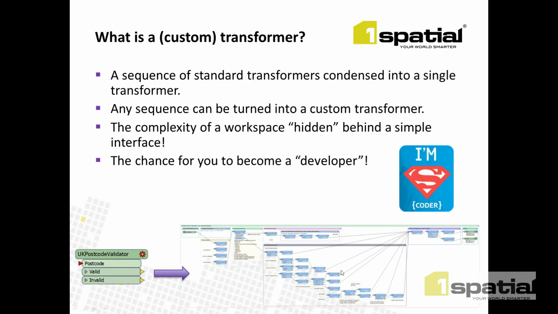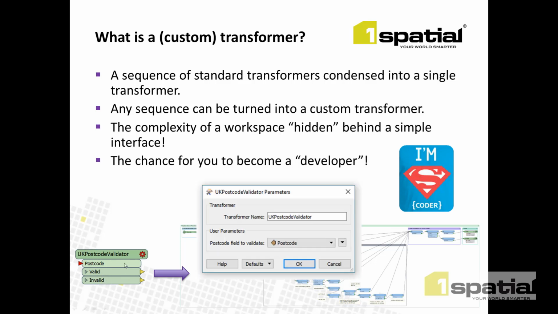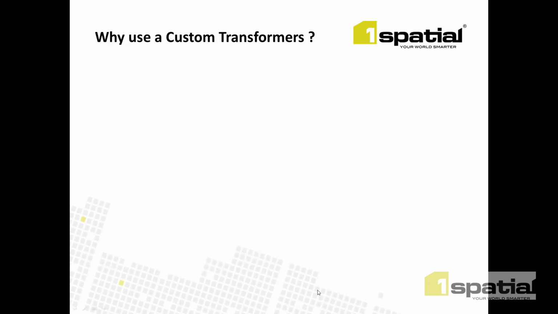So here's an example. This is our UK postcode validator. It's a nice simple interface, but behind it there is a series of transformers that carry out a set of tasks, validation tasks on a zip code, on an address, a piece of address information. So that complex workspace is hidden behind a transformer that allows a postcode in and valid or invalid information out. And the interface is very simple. All the user has to do is pick the field that contains the zip code or the postcode, click OK and hit run, and it will assess the content of that column.